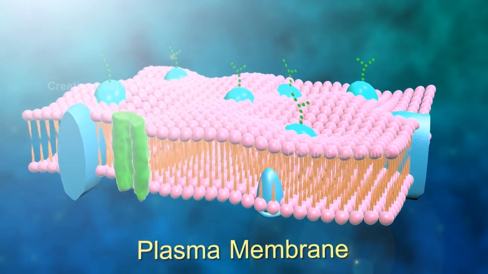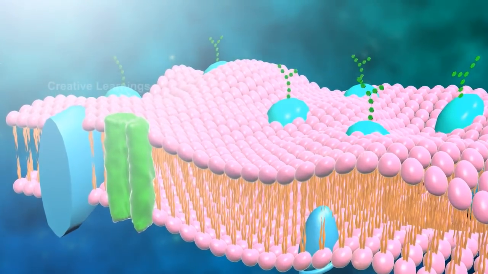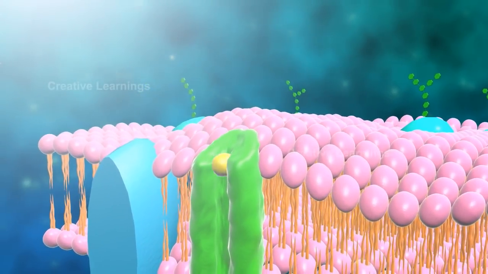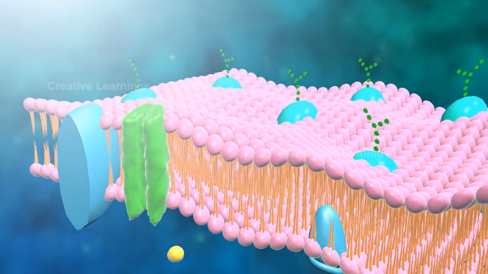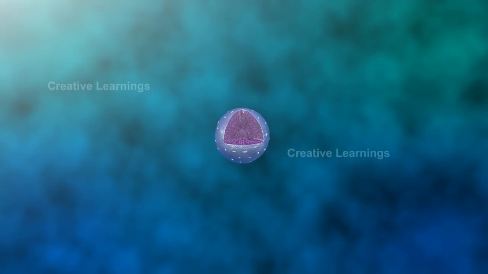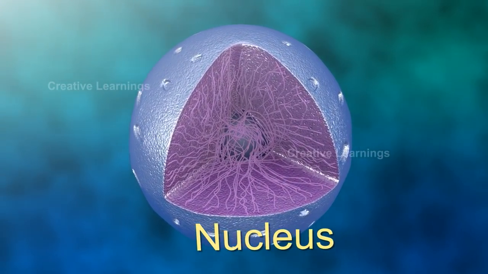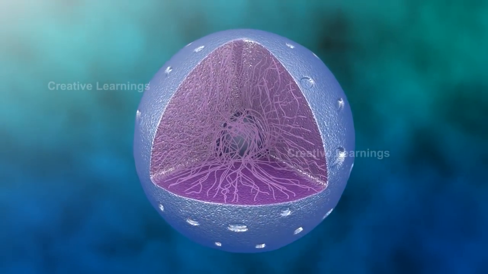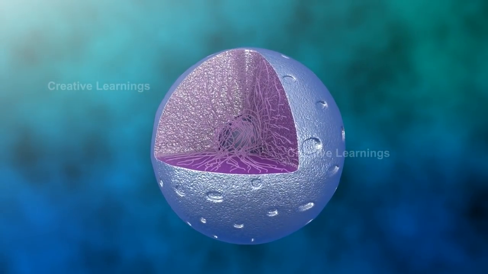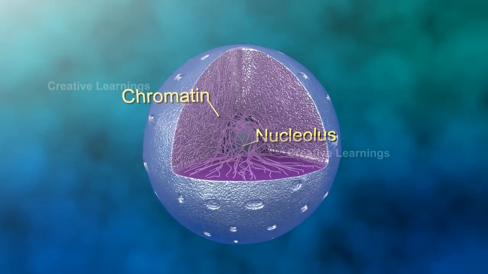Animal cells are protected by a phospholipid bilayer that surrounds the cell and functions as a gate that allows the entry and exit of molecules from the cell. In the center of the cell lies the nucleus. Nucleus acts as a brain of the cell. Each and every metabolic activity of the cell is regulated by the nucleus. It contains the DNA in the form of chromatin and a nucleolus.